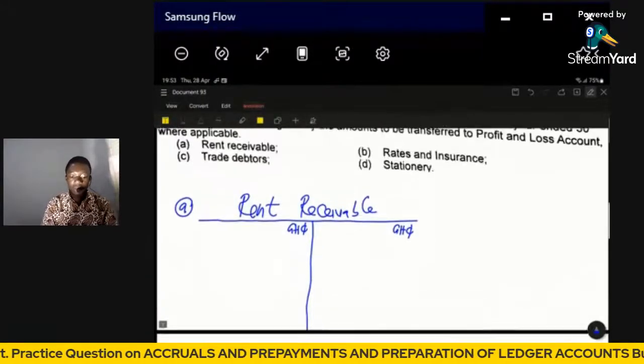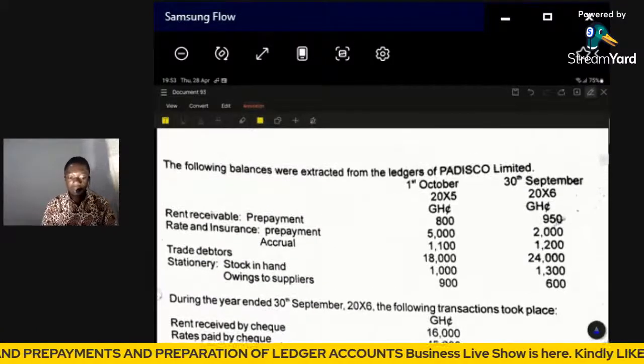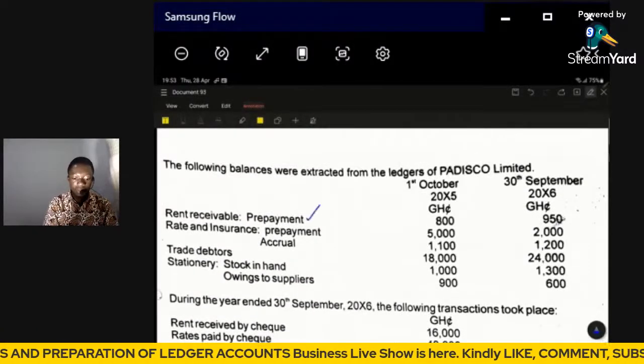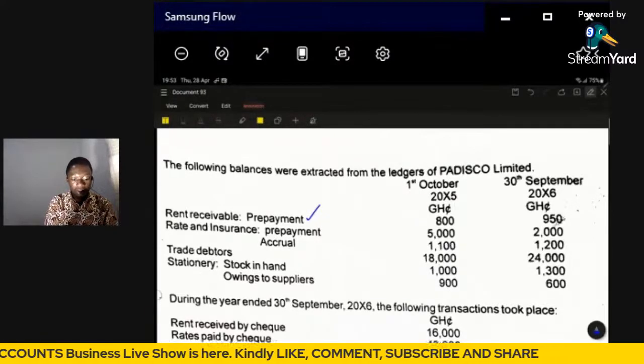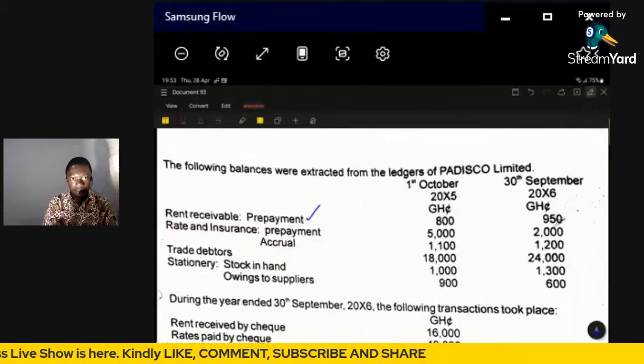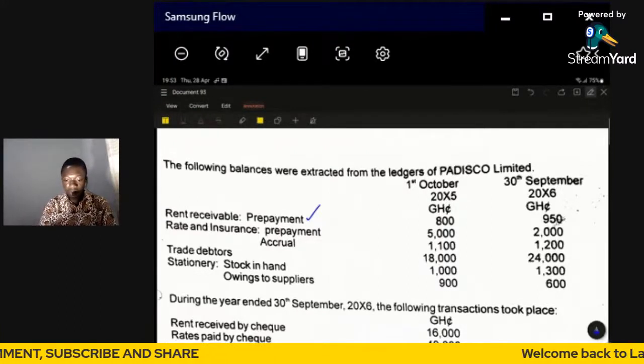So we start with rent receivable. Let's see the information about rent receivable. You see you have information about rent receivable here. Is that okay? That is the information about rent receivable. The first item I've taken information about is there. You're going to pick that information and use it to record.